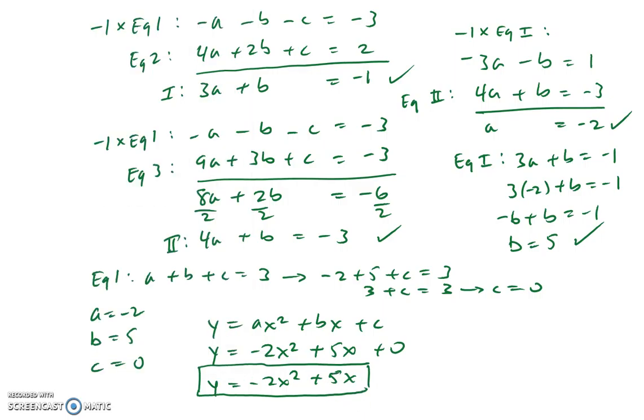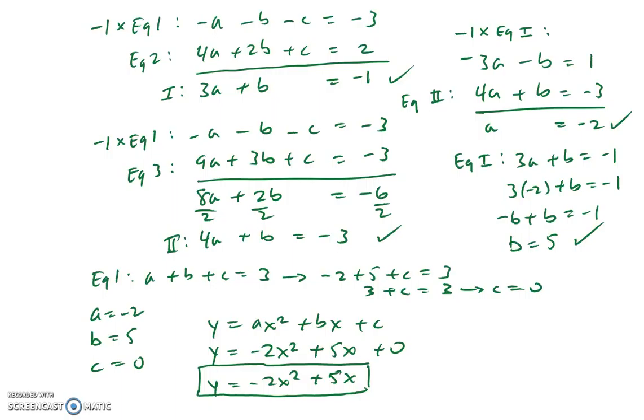And we can check this against the original graph. Notice the parabola opens down, and this quadratic function has a negative leading coefficient, -2. So whenever we see that, we know that the parabola would indeed open down. We could also find its vertex. There's the vertex formula, x equals -b over 2a. Or you could also determine that the x-intercepts are 0 and 2 1/2.